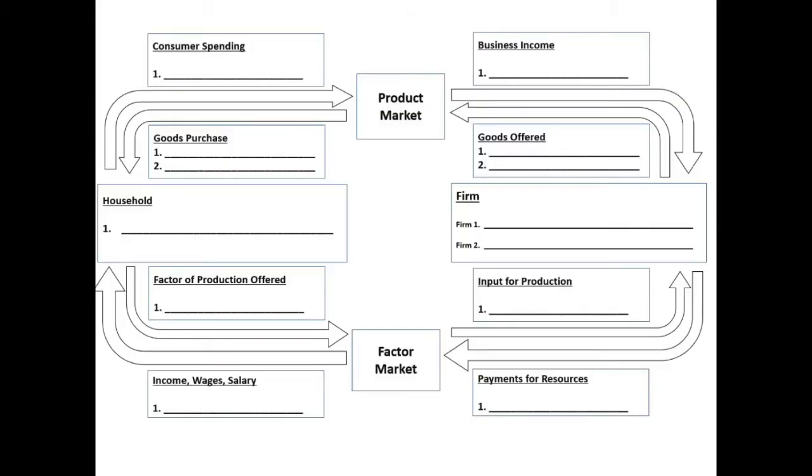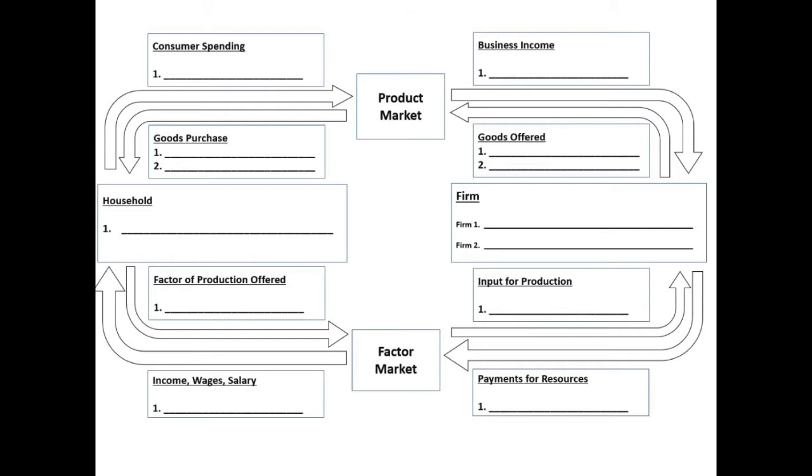Okay. Now, for consumer spending, what we're going to put is how much we spent on that transaction or on that purchase. So for me, I spent about $100, give or take, with all my family members. That $100 now becomes business income. So I'm going to put $100 under consumer spending, $100 under the business income.